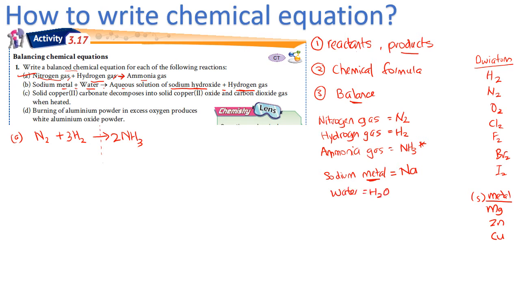Sodium hydroxide. This one is an ionic compound. When it is an ionic compound, you must find out the ions first. Sodium is Na plus, hydroxide is OH minus. So the ratio is 1 to 1, and the formula is NaOH.